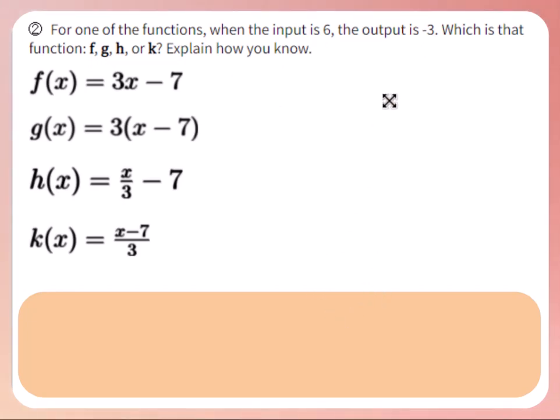So take some time. Let our input be 6. So we're going to take this, our input is x, and we're going to substitute that in for x in each of these functions, and then simplify. And then we're looking for when the output is -3.